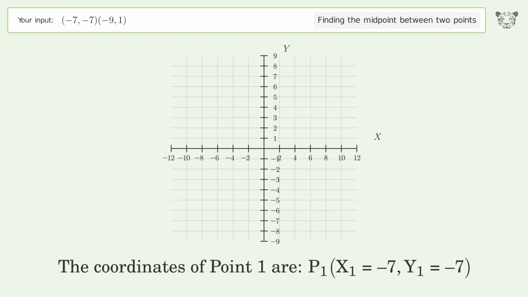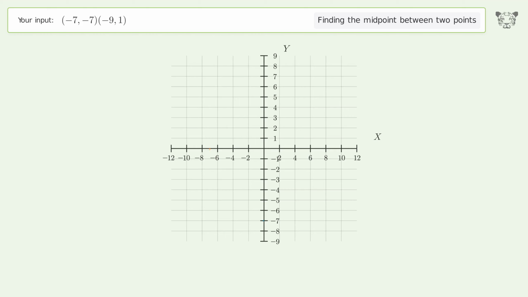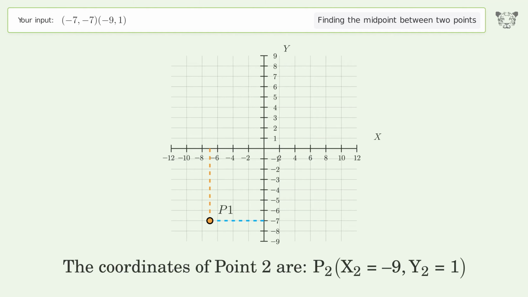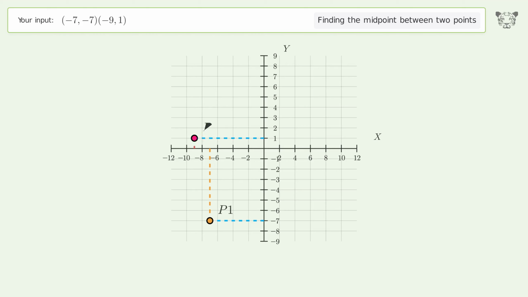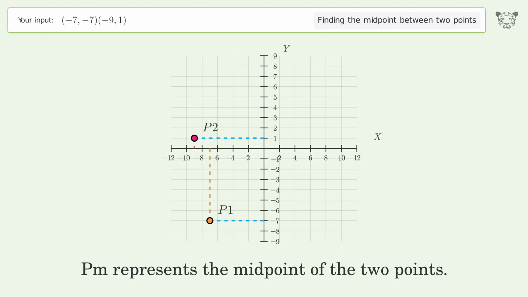The coordinates of point 1 are x1 equals -7, y1 equals -7. The coordinates of point 2 are x2 equals -9, y2 equals 1. PM represents the midpoint of the 2 points.